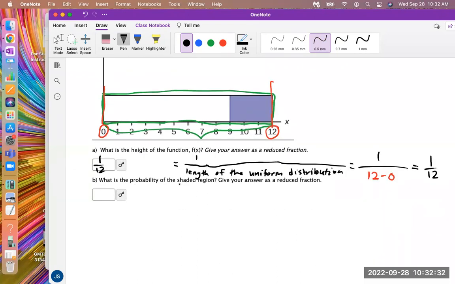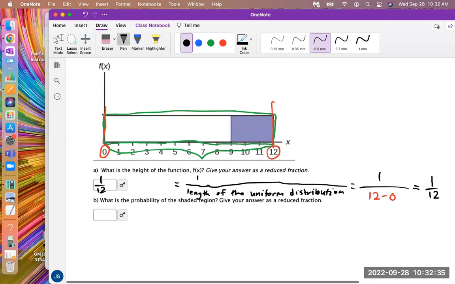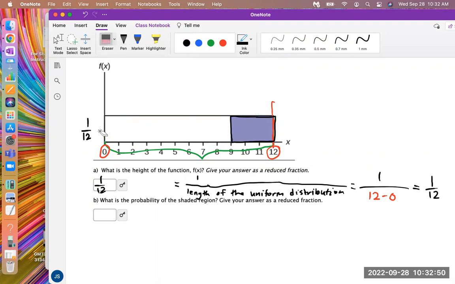What is the probability of the shaded region? Well, now that we know that the height of the function is 1 over 12, we just have to find the area of this shaded rectangle. So let me erase all. Now we're no longer focused on the large rectangle. Now we're focused on this small rectangle. And to find the area of this, that is the probability they're asking for, we have to find the base times the height.